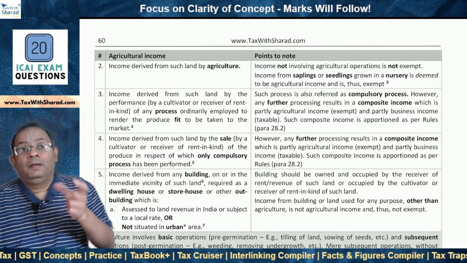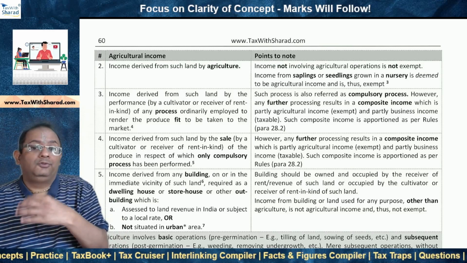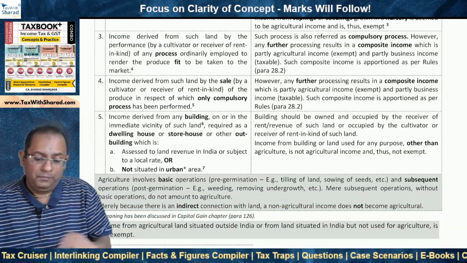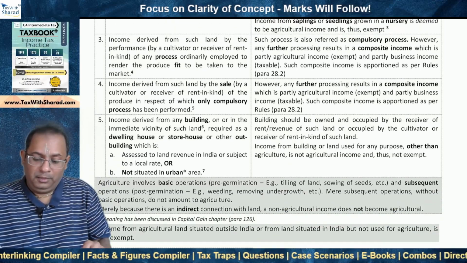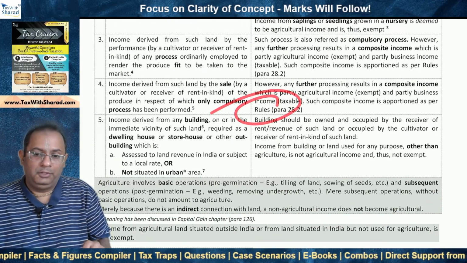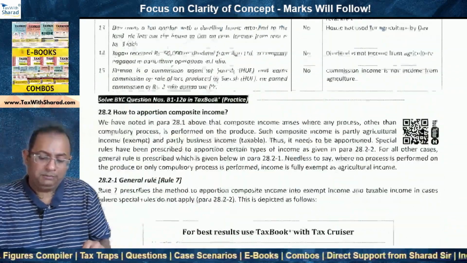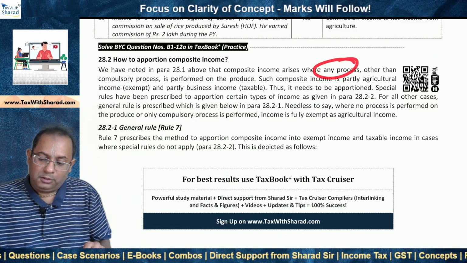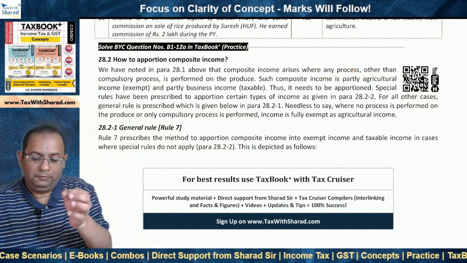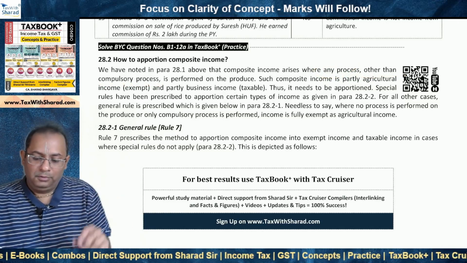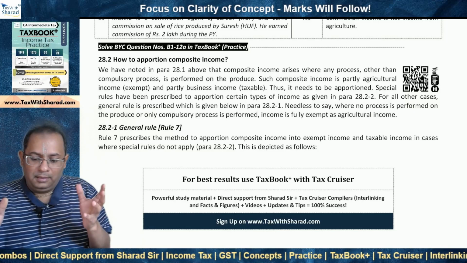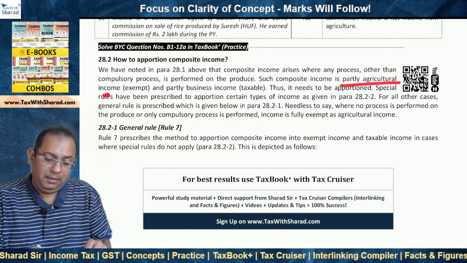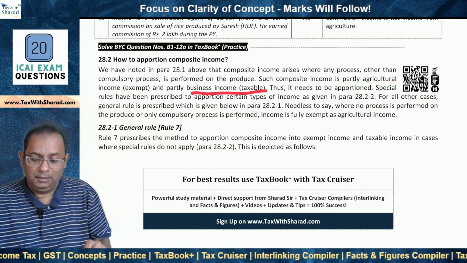Okay, now for that the composite income needs to be apportioned between the exempt portion and the taxable portion. In this video we are going to discuss how the apportionment of composite income is to be done, and there are rules which provide for the method of apportionment. So what we noted is that composite income arises where any process other than compulsory process is performed on the produce, and therefore such composite income is business income in nature, and it needs to be apportioned because it is partly agricultural income which is exempt and partly taxable business income.